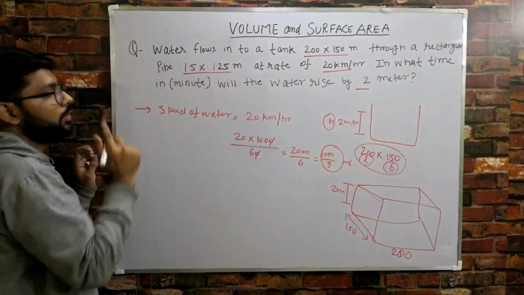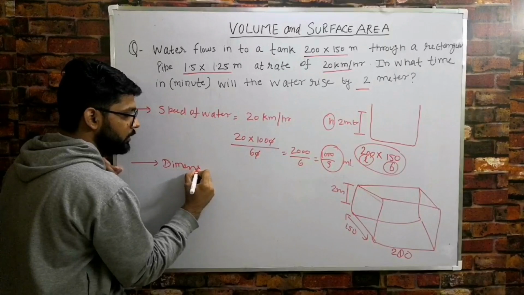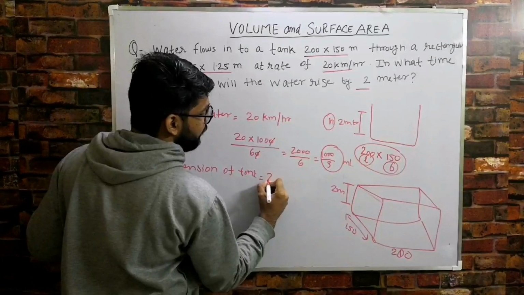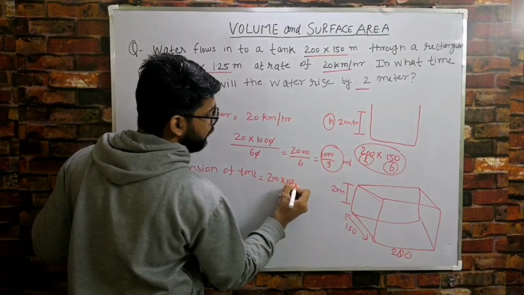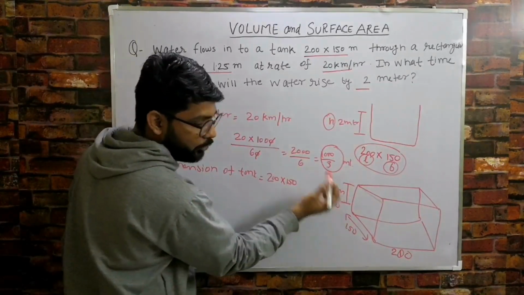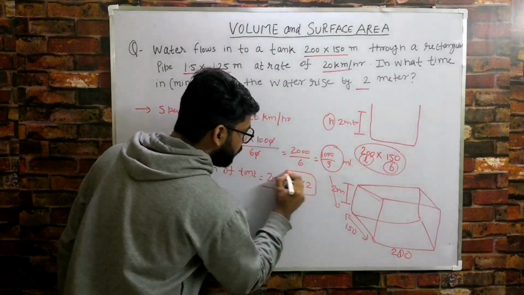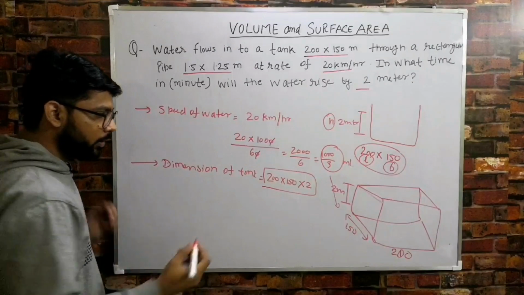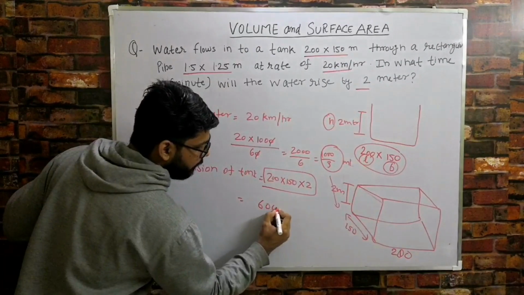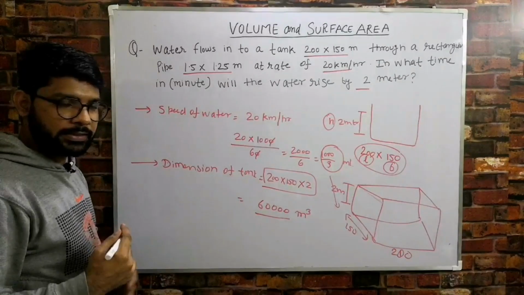Now the dimension of the tank, we will write, dimension of tank is 200 into 150 into this 2 meter, because we have to find out up to this level, 2 meter rise hone tak hame nikalna hai, so we will multiply by 2. So this is the volume of the tank, ye hamare paas tank ki volume aa gayi hai. Hame itna water chahiye tank ke andar.